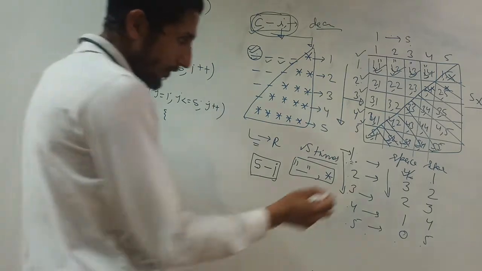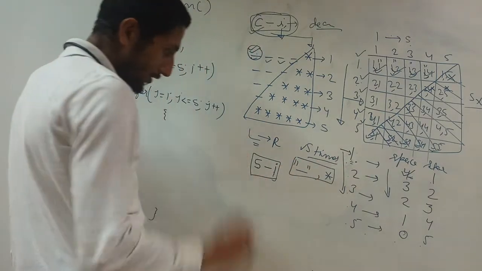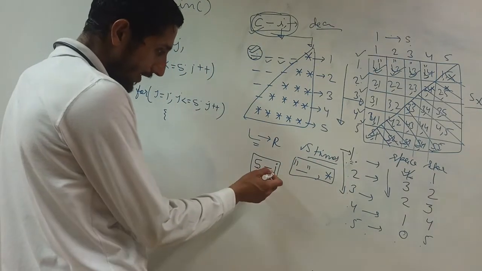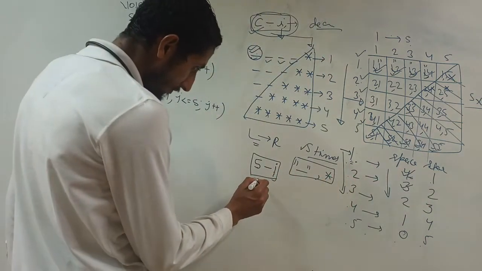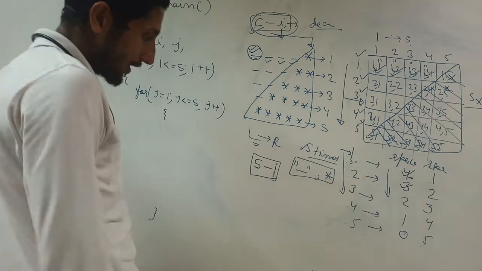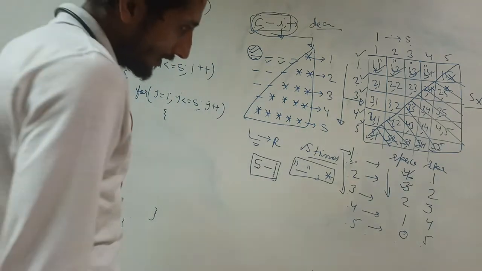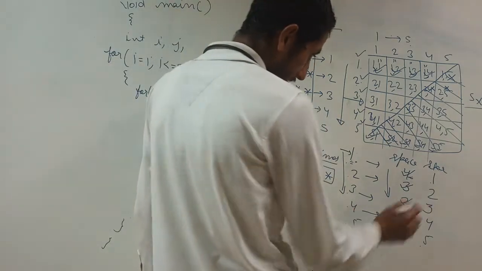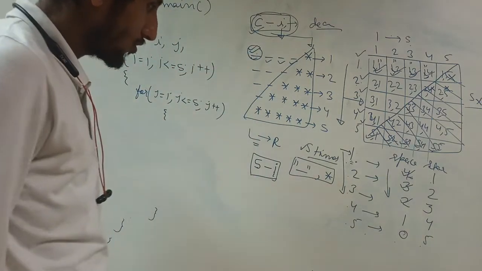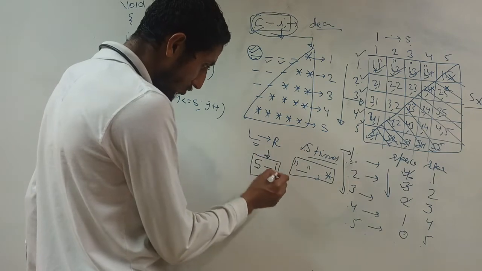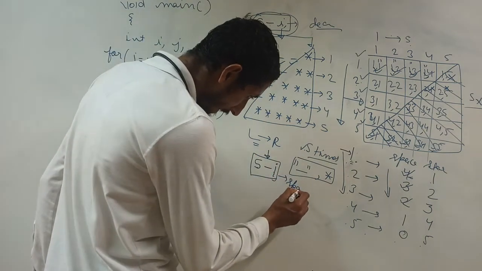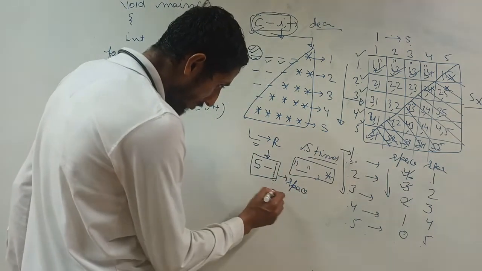In row number 2, the value of I becomes 2, so it will give me 5 minus 2, which means 3 spaces. The next one, the value of I becomes 3, which means 5 minus 3. It will give me 2 spaces. Like this. So among 5 times, 5 minus I times required space, and the remaining times I required star.